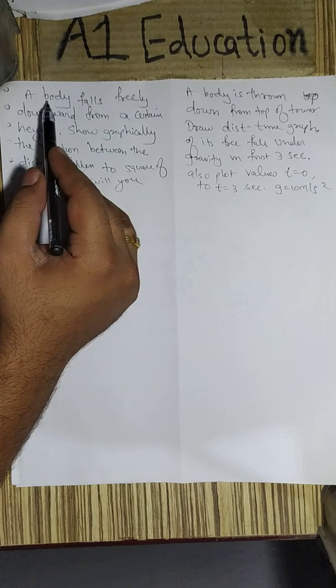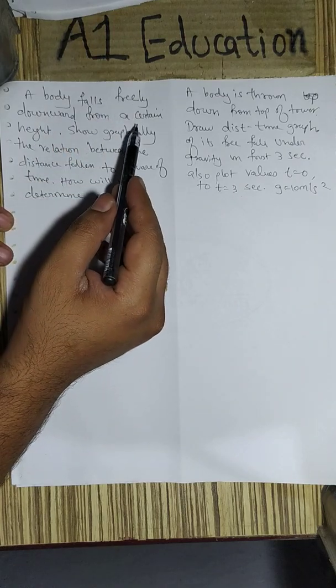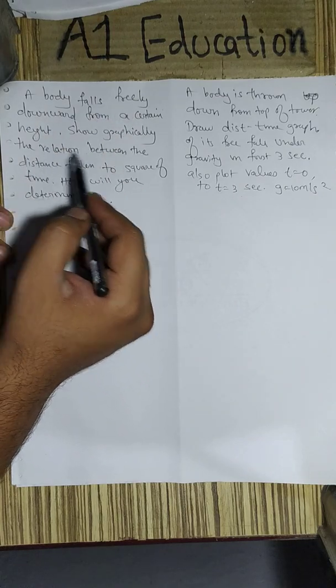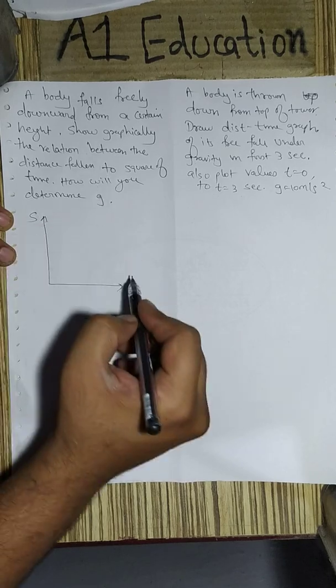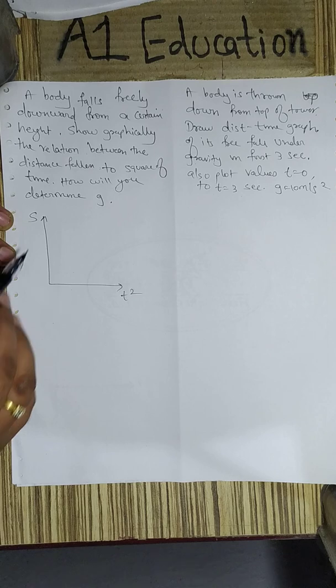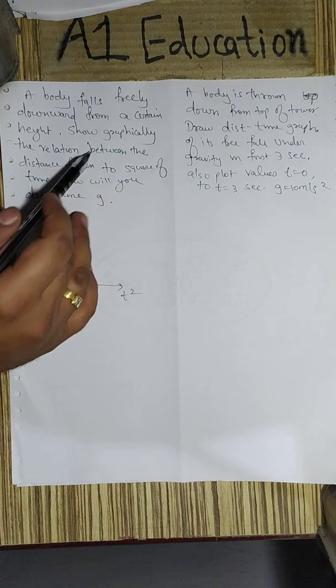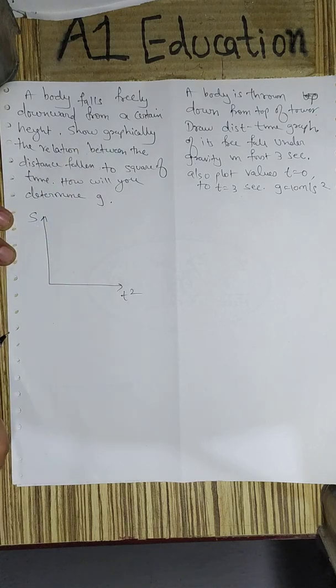So we have this question: a body falls freely downward from a certain height. Show graphically the relation between the distance fallen and the square of the time. How will you determine g?